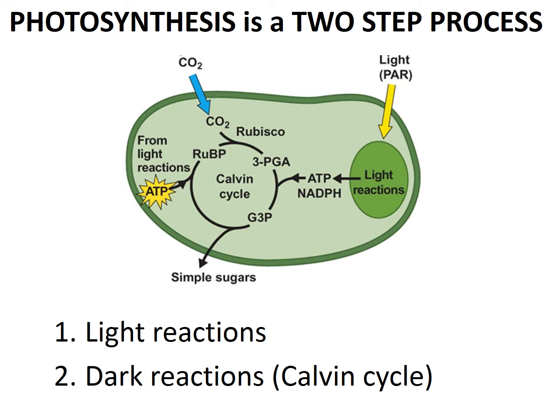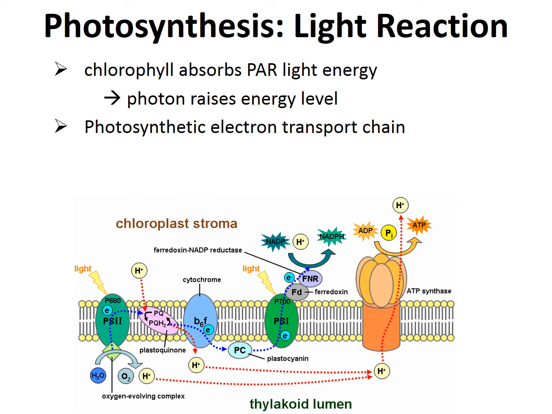Photosynthesis, at a minimum, is a two-step process involving light reactions and then a light independent or dark reactions, also known as the Calvin cycle. The light reaction involves a series of complex and amazing steps that all get kicked off by a photon of light, specifically red and blue light wavelengths, which are referred to as photosynthetically active radiation, or PAR.